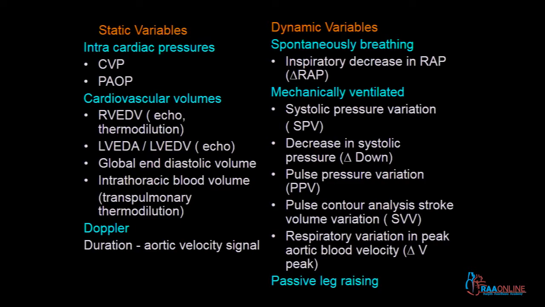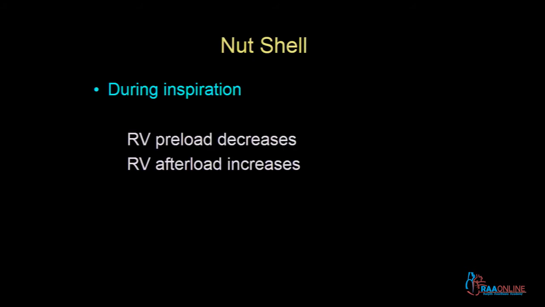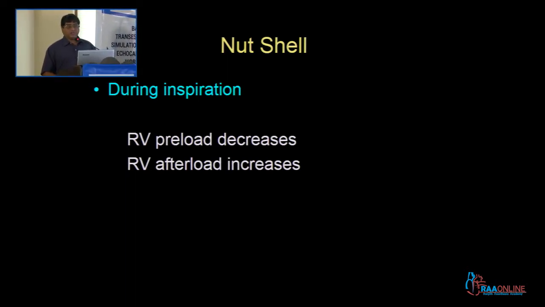By variation of respiration. Because of the respiratory changes that happen in the intrathoracic pressure, there is a change in the stroke volume during inspiration and expiration. In my earlier talk, I told you that there is an inspiratory decrease in blood pressure with spontaneous breath. Now, the opposite happens in a patient on mechanical ventilation. Okay, what happens? During inspiration, the right ventricular preload decreases and the right ventricular afterload increases.